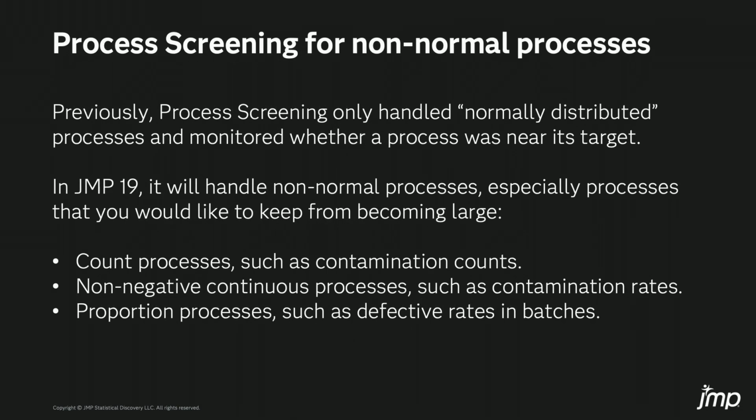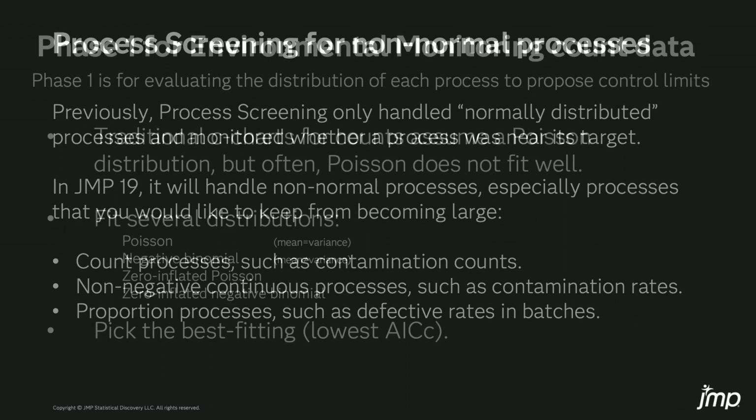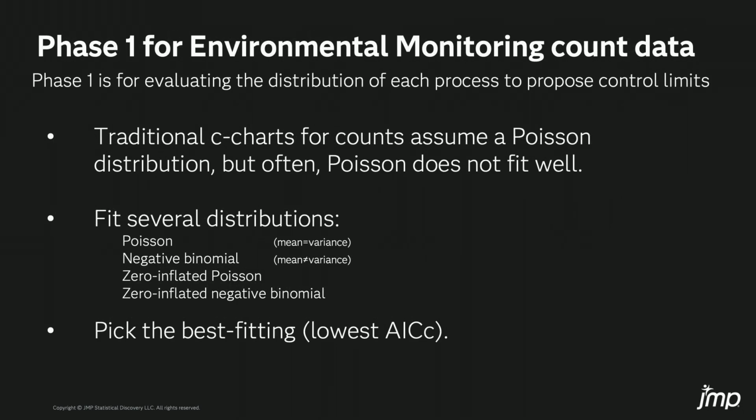Now, previously, process screening only handled normally distributed processes and monitored whether a process was near its target. But in JMP 19, it will handle non-normal processes, especially processes that you would like to keep from becoming large. Count processes, such as contamination counts, non-negative continuous processes, such as contamination rates, and proportion processes, such as defective rates in batches. Now, phase 1 in monitoring is for evaluating the distribution of each process to propose control limits.